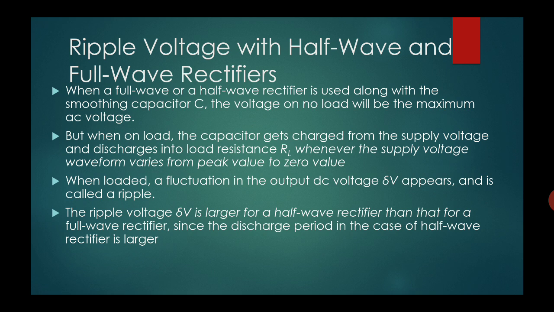The ripple voltage delta V is larger for a half wave rectifier than for a full wave rectifier, since the discharge period in the case of a half wave rectifier is larger. So you have to keep in mind that the ripple voltage, that is the delta V, the small change in voltage value, is higher for a single phase than for a double phase.